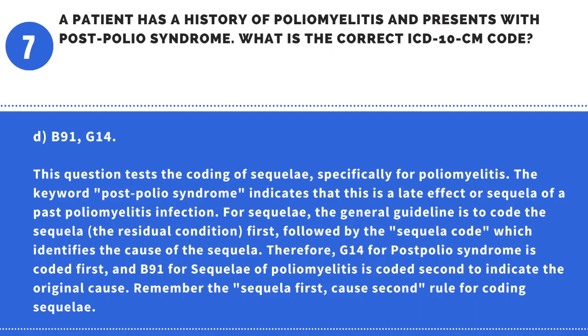For sequelae, the general guideline is to code the residual condition first, followed by the sequela code, which identifies the cause of the sequela. Therefore, G14 for post-polio syndrome is coded first, and B91 for sequelae of poliomyelitis is coded second to indicate the original cause. Remember the sequela first, cause second rule for coding sequelae.